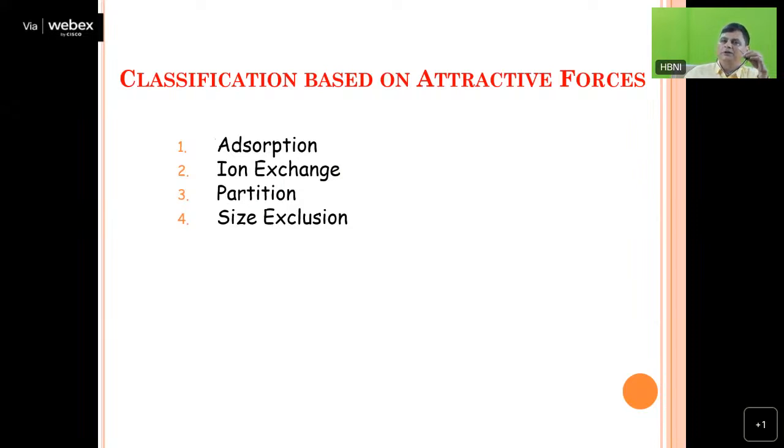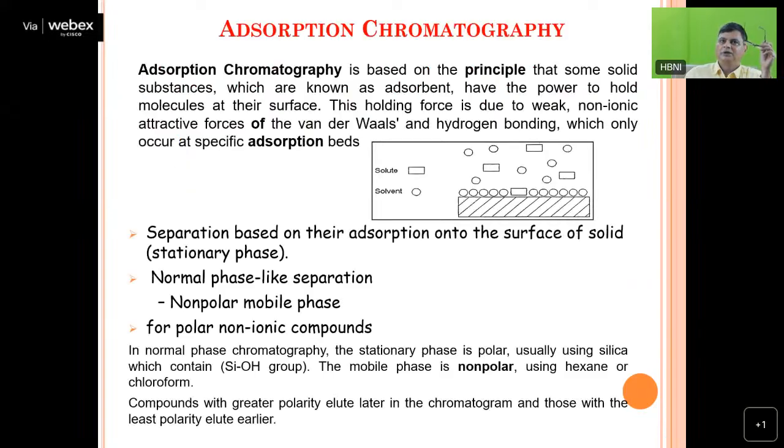Then the classification can also be done on the basis of attractive forces. The attractive forces may be adsorption, ion exchange, partition, and size exclusion. Adsorption chromatography is based on the principle that some solid substances, known as adsorbents, have the power to hold molecules at the surface. That's what is shown in this diagram, where a solid and the solvents are there.